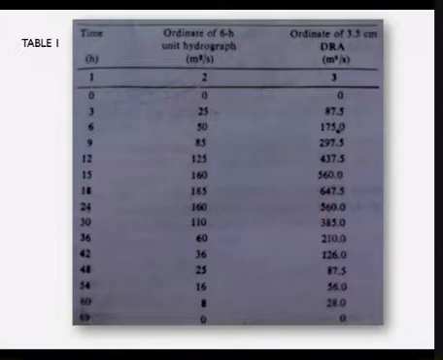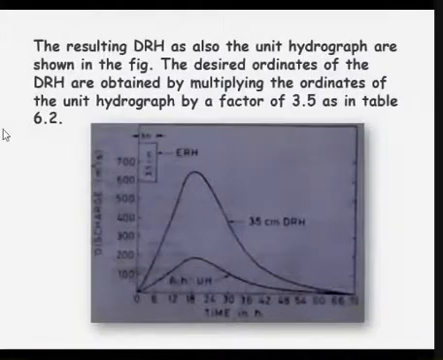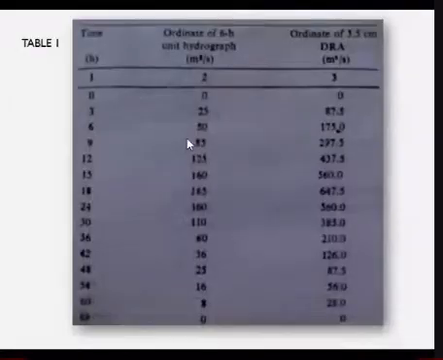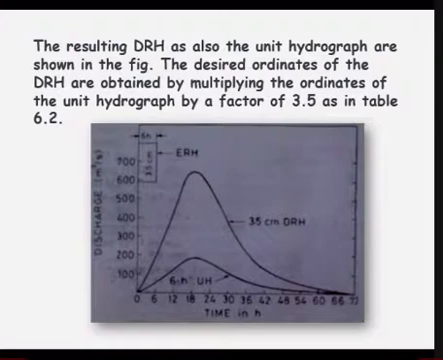Then 50 times 3.5 will give you 175. Then 85 times 3.5 will give you 297.5. Then 125 times 3.5, you have 437.5. So forth and so on. So if you try to plot that, this is the resulting one. The unit hydrograph is this one. Then the 3.5 storm is now this one. Okay, this one.